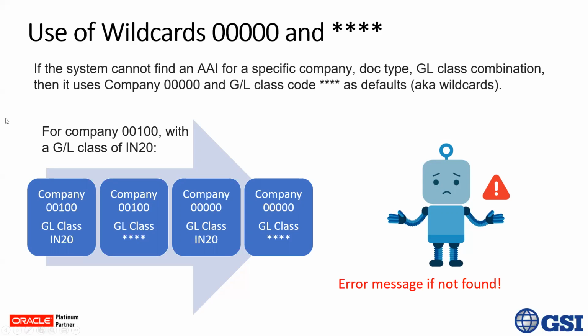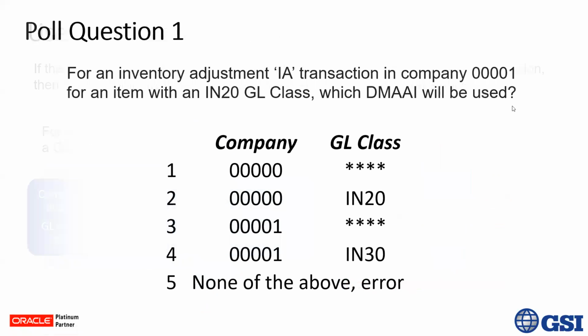Okay, so pay attention. The company number, geo class exact match, company match, geo class wildcard, company wildcard, geo class match, and then wildcard, right? And the reason I'm asking you to pay attention is because now we have a little bit of a poll quiz here. Okay, so if I'm going to do this inventory adjustment for an IA transaction in company 1 for an item with geo class IN20, which one of these DMAAIs will be used?